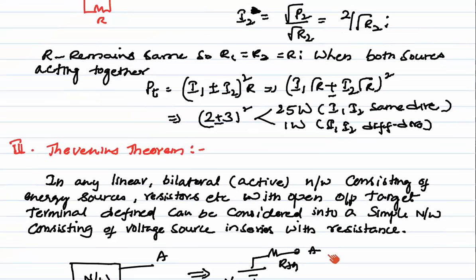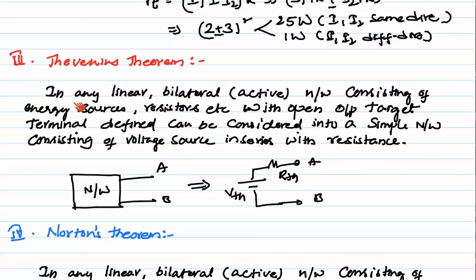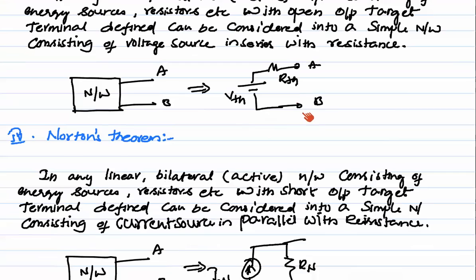And next we discuss Thevenin's theorem. Thevenin's theorem states that any linear bilateral active network consisting of any number of energy sources, resistors, etc., with open output terminals defined, can be considered as a simple network consisting of a voltage source in series with a resistance. That means any big network consisting of a number of voltage sources and resistances can be represented as a single voltage source in series with a resistance at the open output terminals. We will discuss what these open output terminals are, and let's see Norton's theorem.